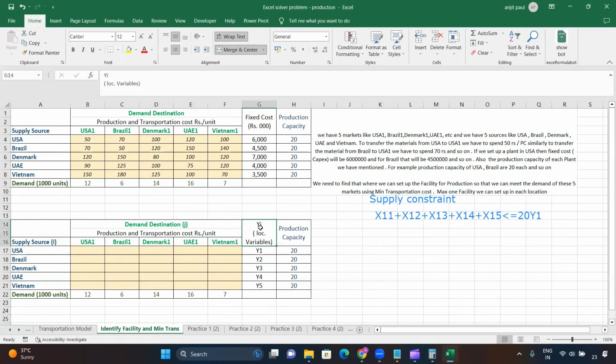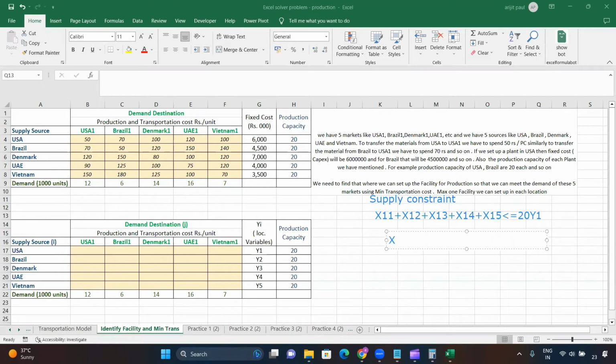So yi is our location variable. That is why I have mentioned y1 here. If we set up the plant in USA, then only this statement is correct. Otherwise, if we do not set up the plant in USA, then the production capacity will be 0 for us. We are not going to supply anything from the USA. So in that way, we can mention it for the second line also.